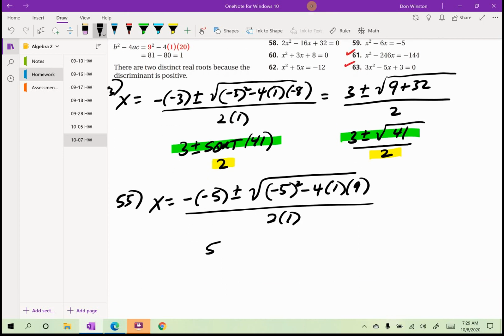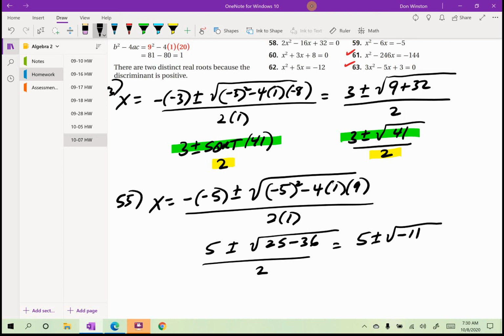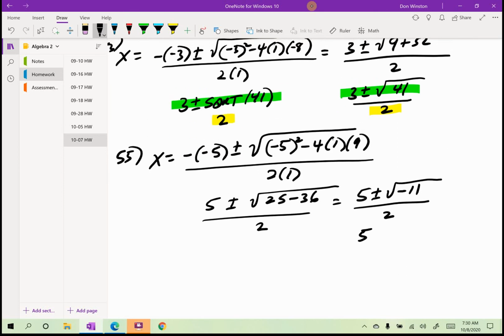So this will be 5 plus or minus the square root of 25 minus 36 over 2, which will be 5 plus or minus the square root of negative 11, right? 25 minus 36 is negative 11, all over 2. And so the answer would be 5 plus or minus i root 11 over 2. So again, you'd have 2 answers to provide on Schoology.